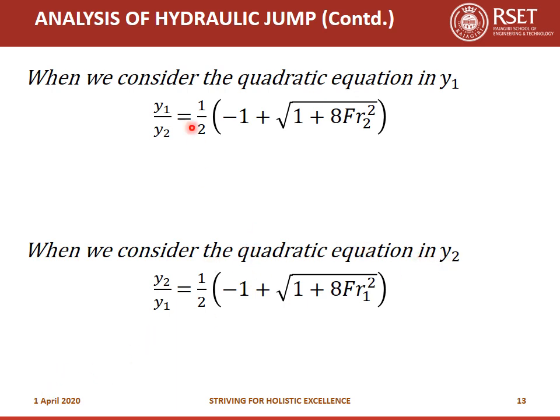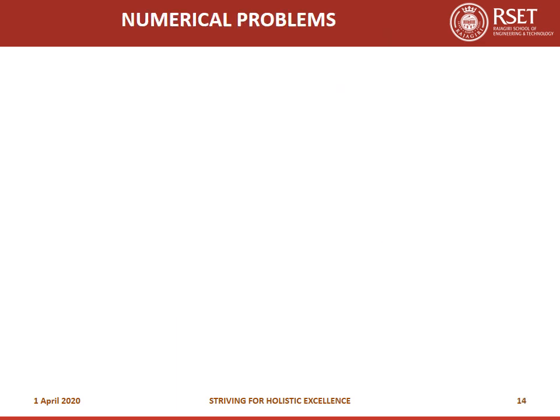So what you can do is, since we have proved this, you can take a piece of paper and try solving for y2 by y1 also by considering the quadratic equation in y2. The procedure is the same, only a few changes, and you will end up getting the answer. So we're going to do some numerical problems.